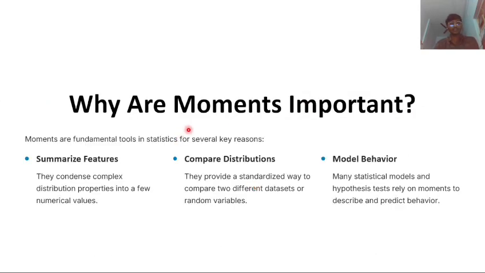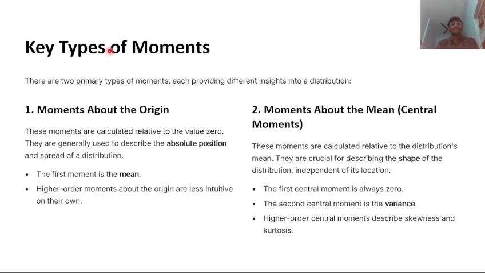Why are moments important? Moments are fundamental tools in statistics for several key reasons. They condense complex density properties into a few numerical values. They provide standard ways to compare two different data sets of random variables. Key types of moments: there are two primary types of moments, and each provides different insights into a distribution. One is moment about the origin and another one is moment about the mean.